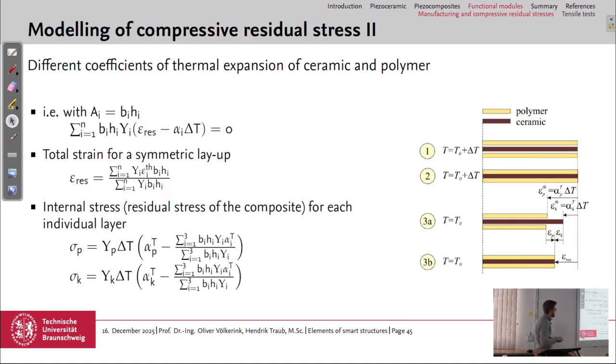Yeah, but here the layer height goes into the calculation of the stress, and therefore the thicker layer would result in higher stresses.